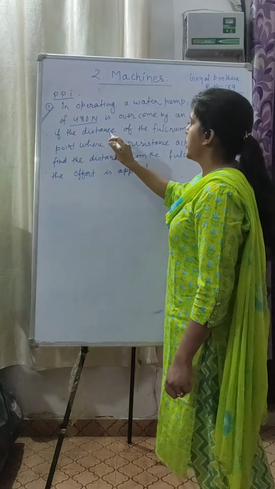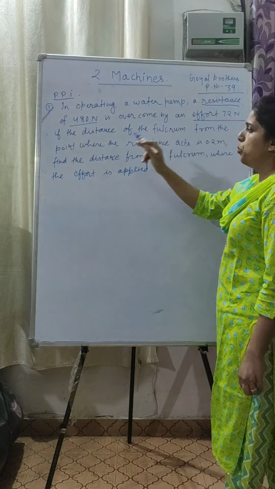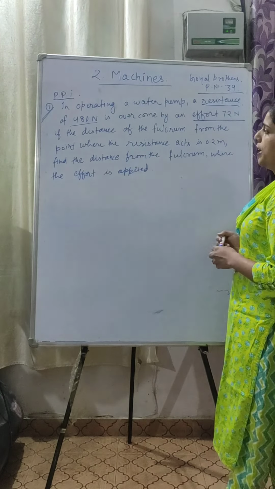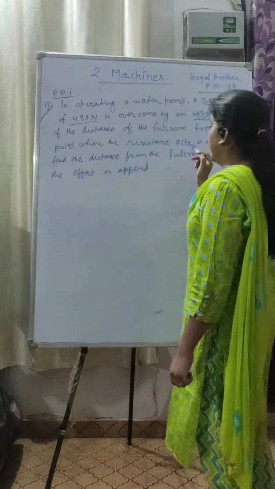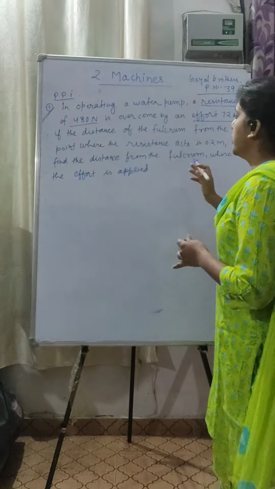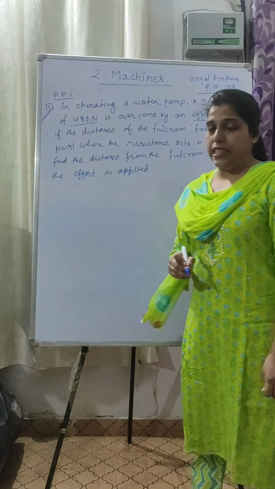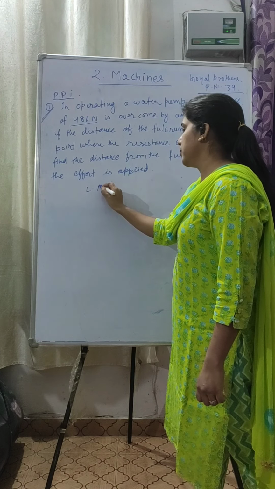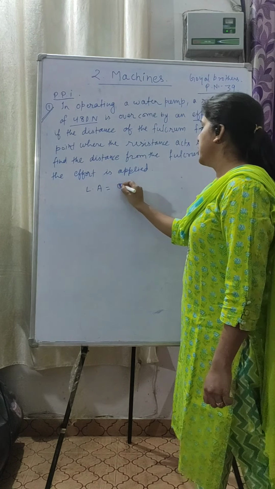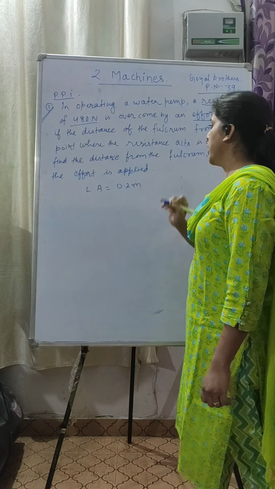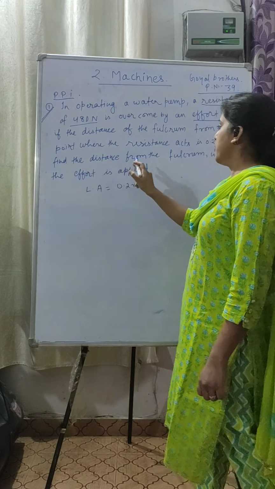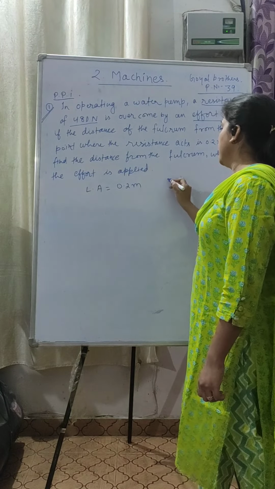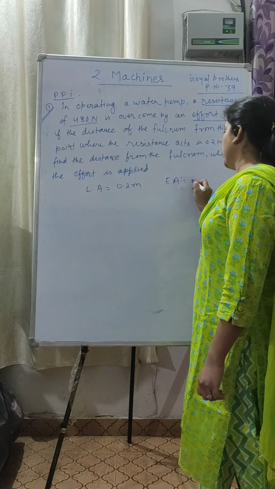If the distance of the fulcrum from the point where the resistance acts is 0.2 meter... here you are given the distance of the load from the fulcrum, that is the load arm. It is given as 0.2 meter. You have to find the distance from the fulcrum where the effort is applied. You have to identify the effort arm.